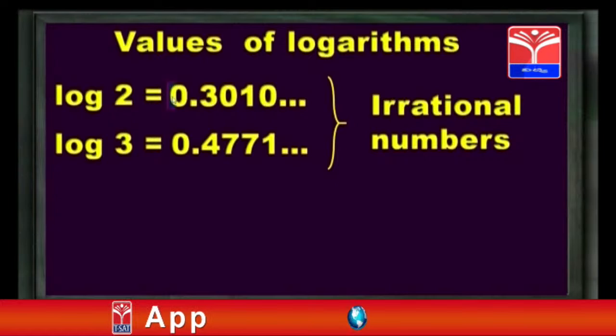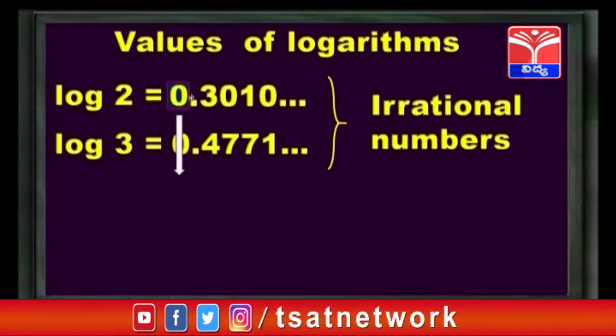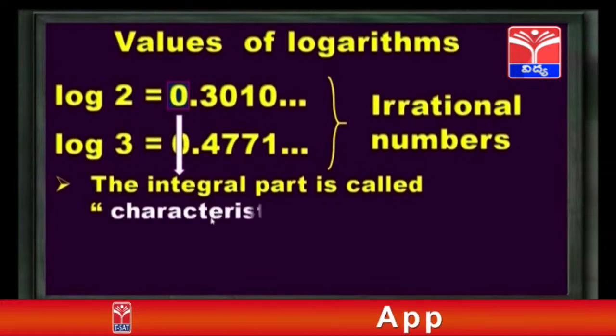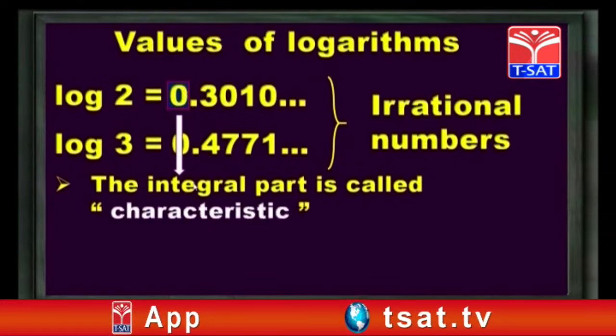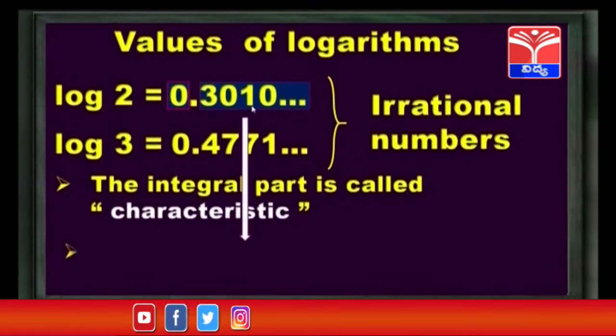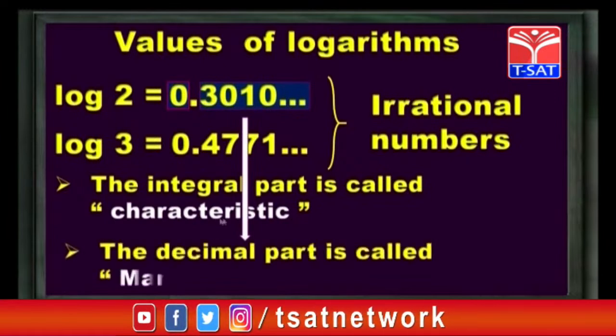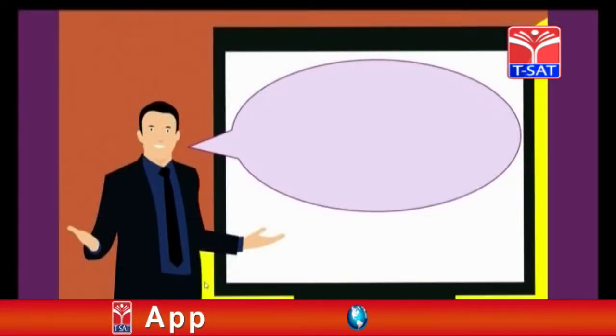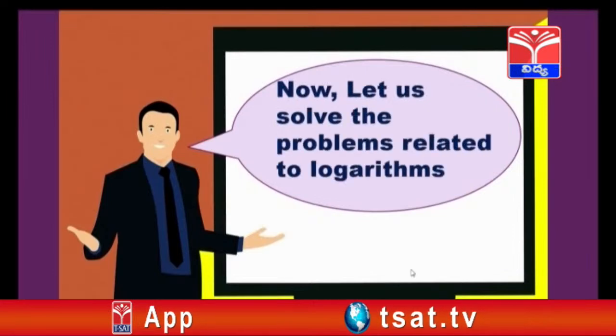Now if you observe 0.3010, 0 is called integral part and 3010 is called decimal part. So now 0 is called integral part and this integral part, which we will call it as characteristic of logarithm. So 0 is called the characteristic, and if you observe 3010 is a decimal part and this decimal part is called as mantissa. The integral part is called characteristic and the decimal part is called mantissa. Now let us solve the problems related to logarithms.